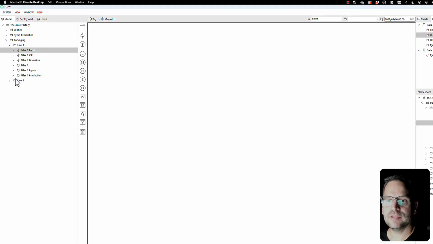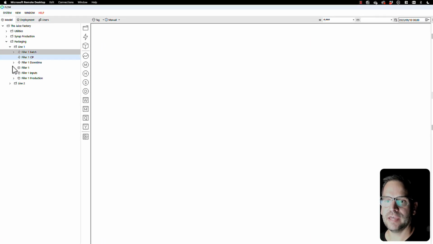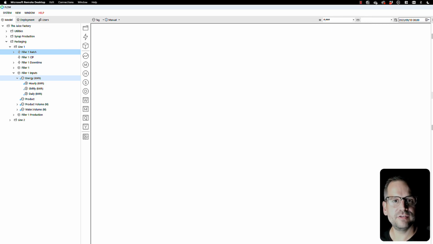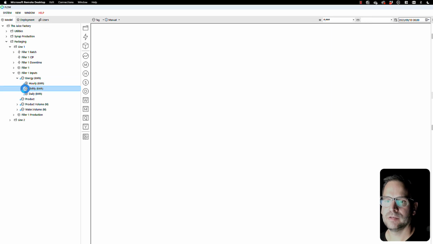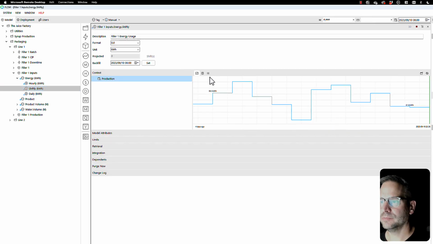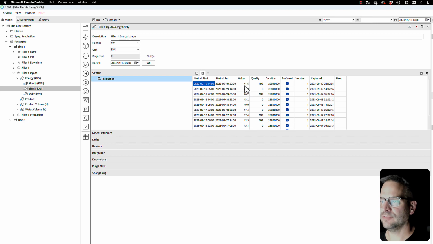All right, so to do this, we will take a look at maybe our energy usage as an example. So let's take a look at our filler one inputs where we have energy. And we've already taken that energy tag and we've calculated an hourly number, a shiftly number, and a daily number. So let's compare one shift to the other. Our current shiftly number right now is at 41.6 kilowatt hours. Our previous shiftly number was at 41.9 kilowatt hours.